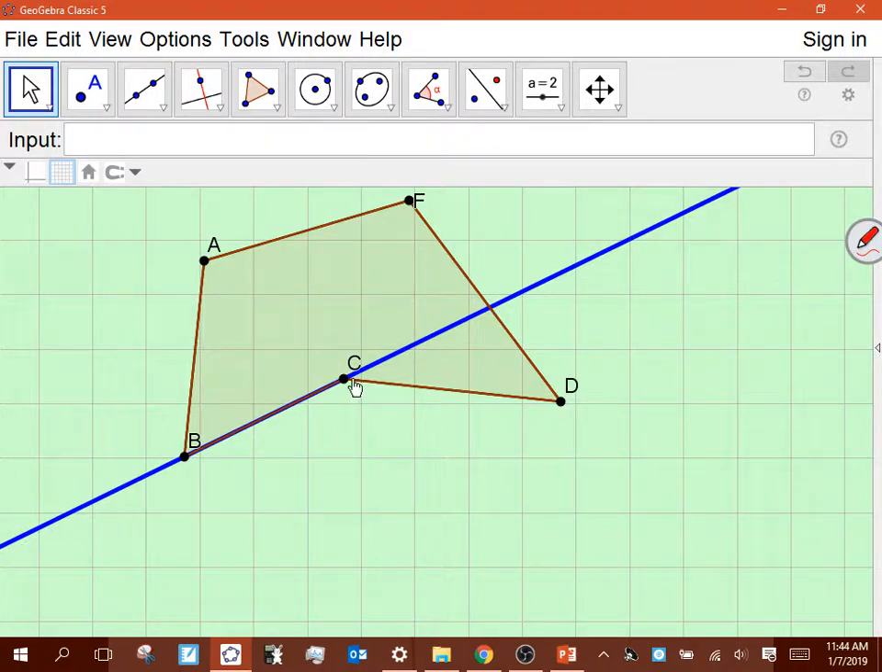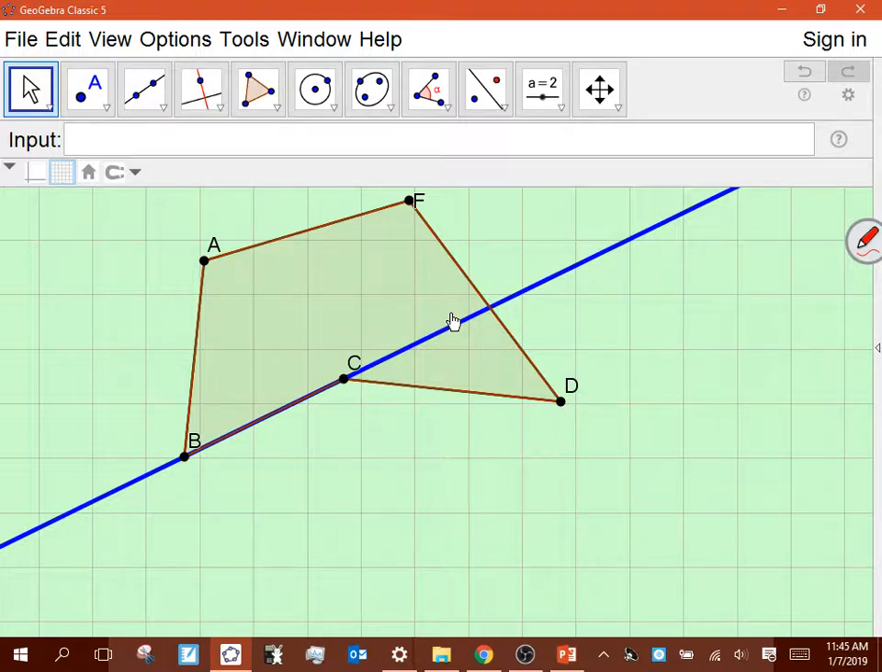okay? So is BC a side of my polygon? Is this blue line the line that contains the side of that polygon? Does that blue line right here pass through the inside? Yes. So that polygon right there is not convex. Does that make sense?